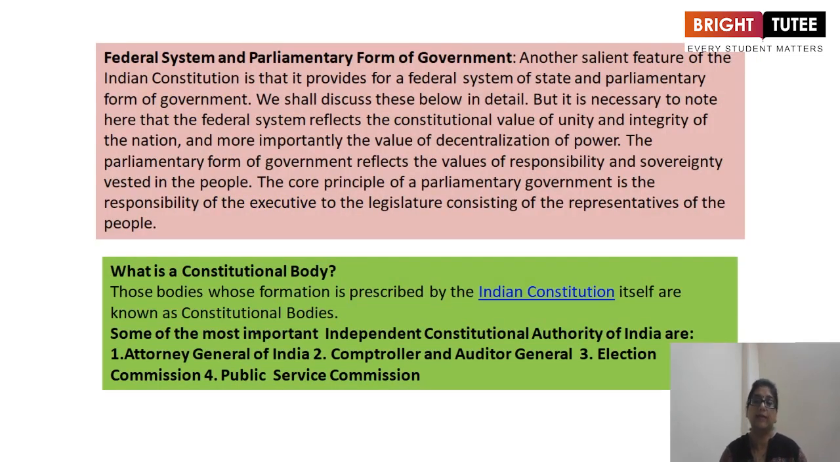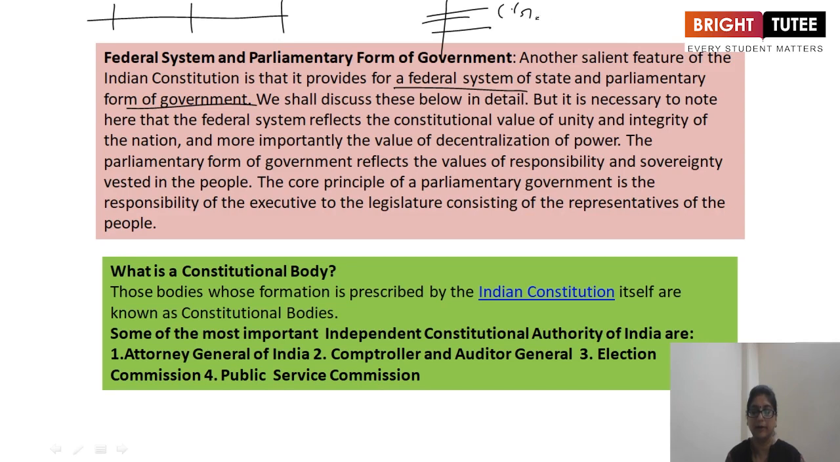Then the federal system and parliamentary form of government. Another salient feature of the Indian constitution is that it provides a federal system of state and the parliamentary form of government. That means powers are divided in horizontal and vertical form. This you have done in your junior classes as well. Here it is the central government, then the state government, and here the local government.